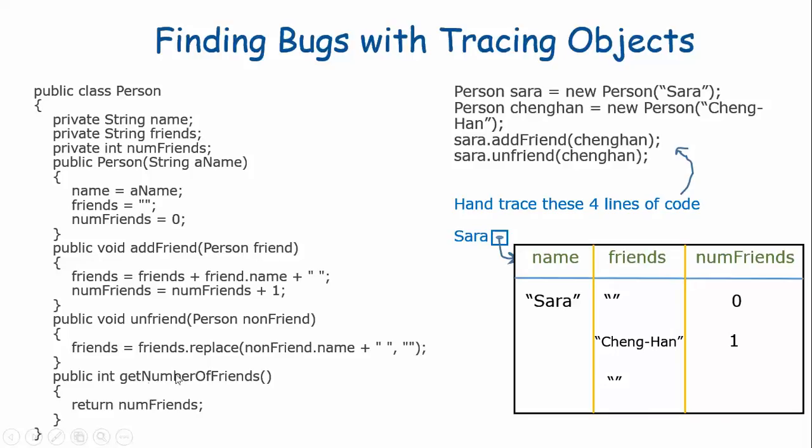So after this statement is done, num_friends is still 1, in the sense that when we call this getNumberFriends method on Sarah, this method will still show that the number of friends is 1, though Sarah does not contain any friends here. That is one way of tracing objects to find out the bugs in your program.